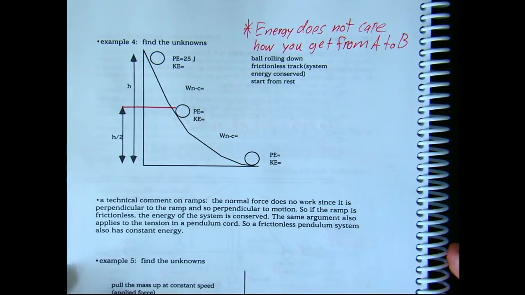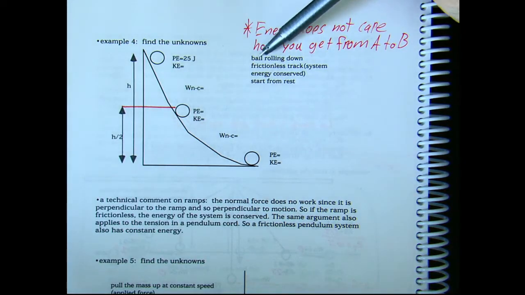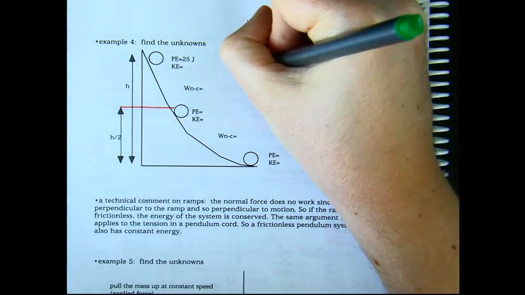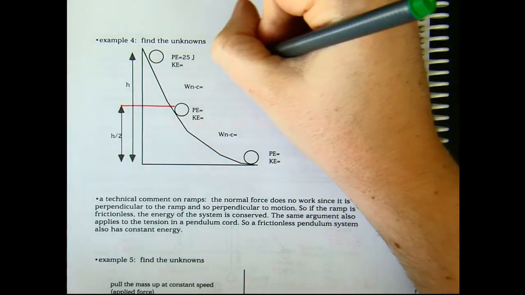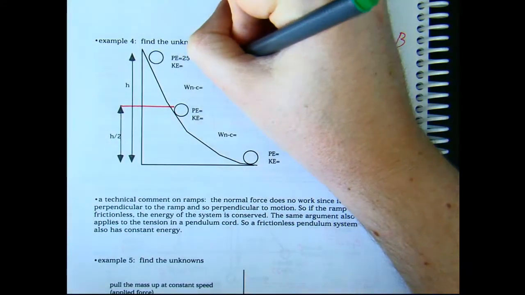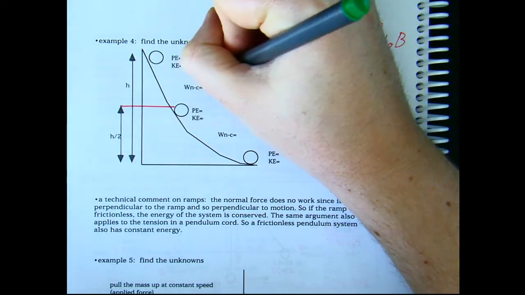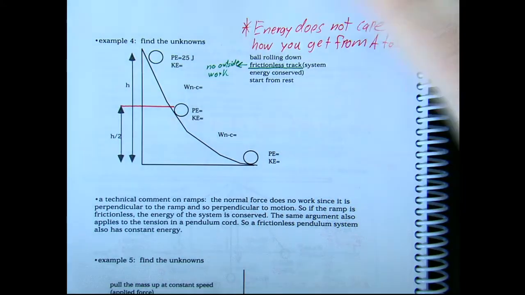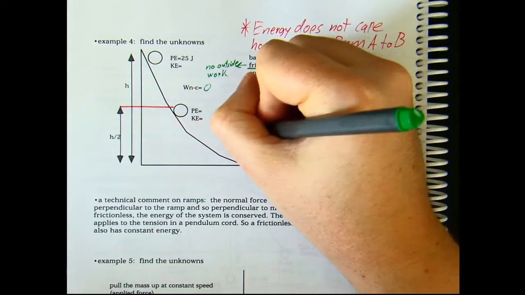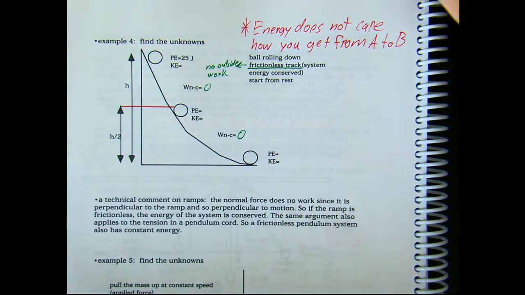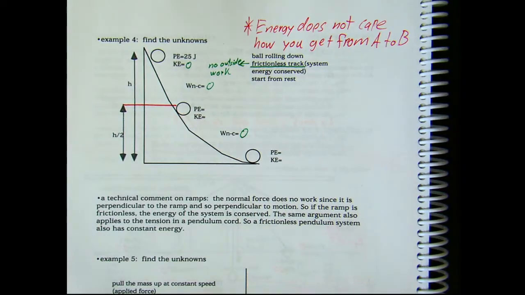So let's take a look at it. We're going to find the unknowns. We're told that this is a ball rolling down a frictionless track. Frictionless is important. Frictionless means no outside work. If there's no outside work, that means 0 and 0 for my non-conservative work forces, which we like. Makes our life a little bit easier. At the top, we're also told that this thing starts from rest. So if it starts from rest, there is no kinetic energy here.